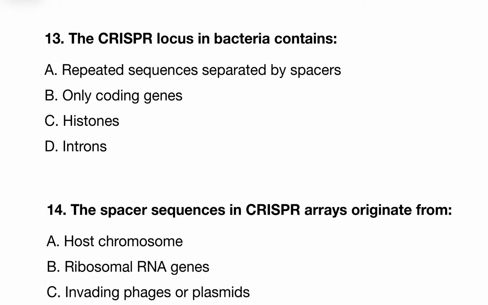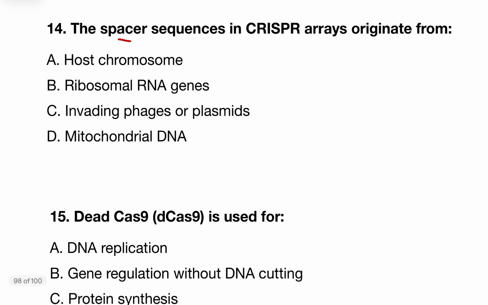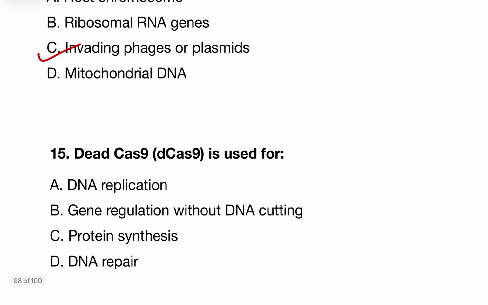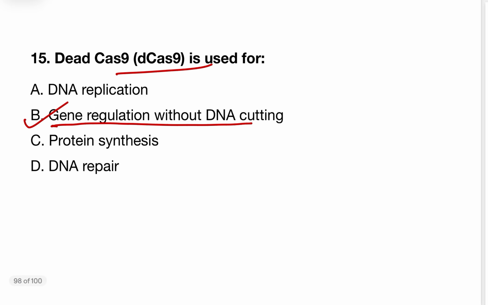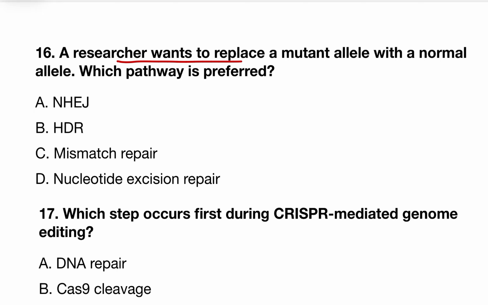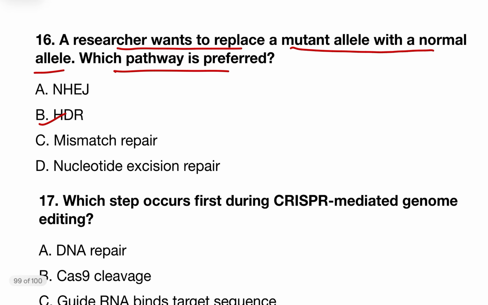Question number 13, the CRISPR locus in bacteria contains repeated sequences separated by spacers. Question number 14, the spacer sequences in the CRISPR array originate from invading phages or plasmids. Question 15, dead Cas9 is used for gene regulation without DNA cutting. Question number 16, a researcher wants to replace a mutant allele with a normal allele. Which pathway is preferred? Homology directed repair is preferred.